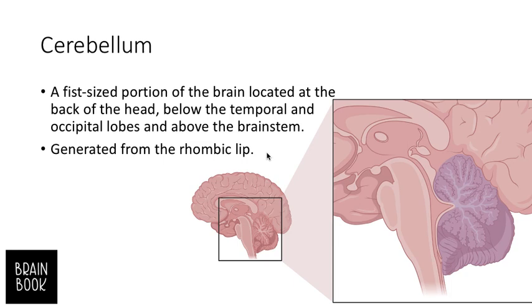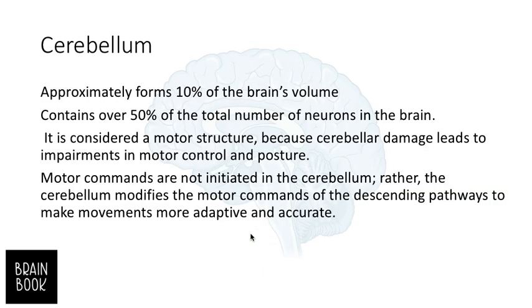The cerebellum is a fist-sized portion of the brain located at the back of the head. It is below the temporal lobe, which is located here, and the occipital lobe, which is located here, and above the brain stem. Here is the brain stem. During embryonic development, it is generated from the rhombic lips.